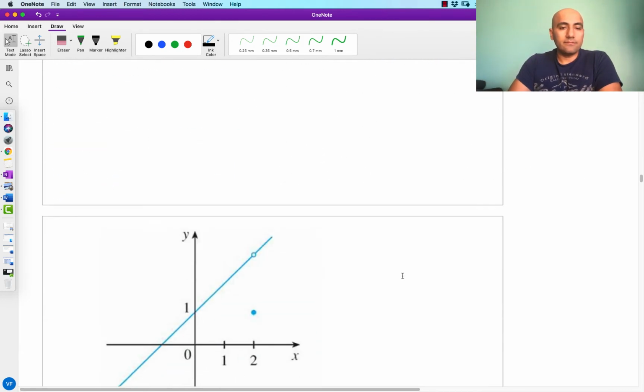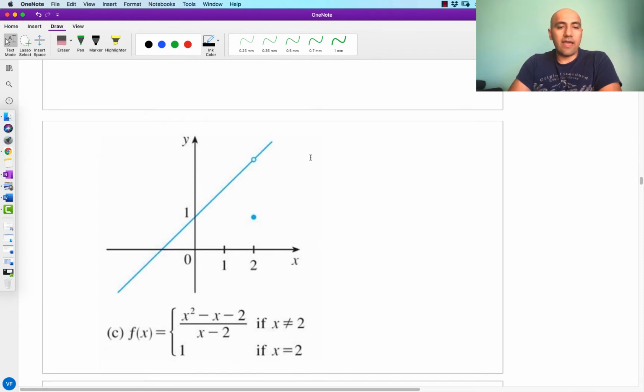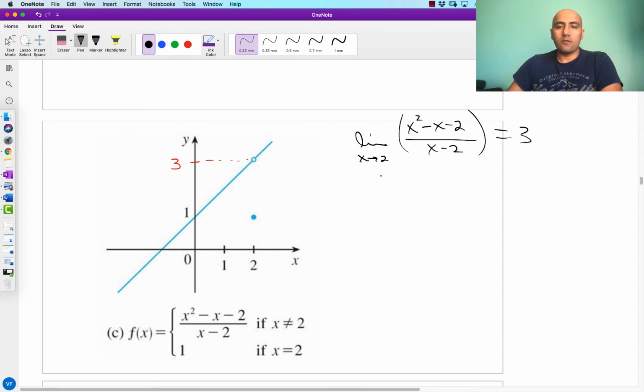Let's take a look at the graph. So you see how this is the graph of x squared minus x minus 2 over x minus 2. That gives us this graph right here, and it's got a little hole right there. And now we know that that little hole is heading toward 3. So we know that this is 3, right? Because we found out that the limit of this function as x approaches 2 was 3, because we found out that this was true, that's how I know that this approaches 3.